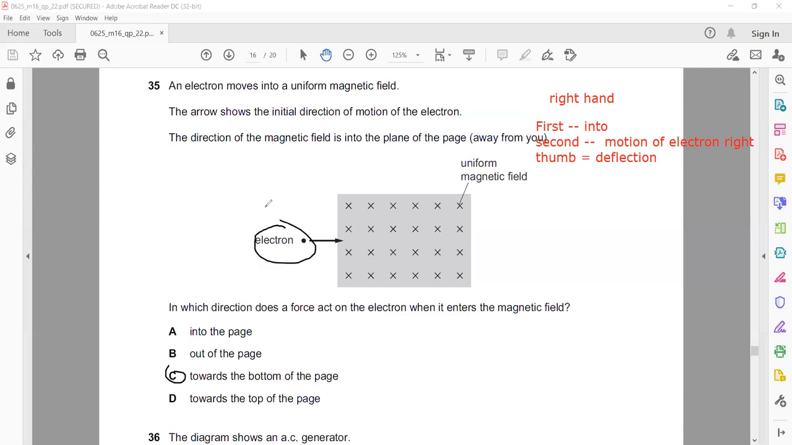If instead of an electron there was a proton, for a negative particle you use the right hand, for a positive particle you use the left hand. If the electron is going down, the proton will go up.